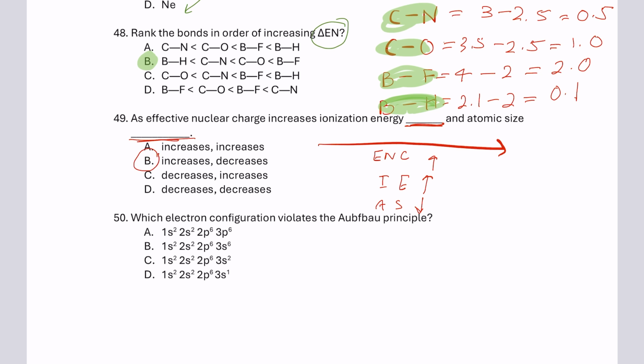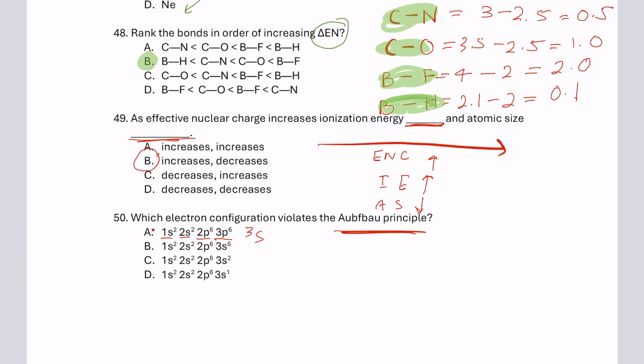Now we move into our last and final problem. Problem 50 asks, which electron configuration violates the Aufbau principle? The Aufbau principle states that electrons fill the lowest available energy orbitals first before moving to higher ones. So let's work through the answer choices. A says 1s2, 2s2, 2p6, 3p6. This violates the Aufbau principle because it skips the 3s orbital entirely. Normally, electrons should fill the 3s before moving to 3p.